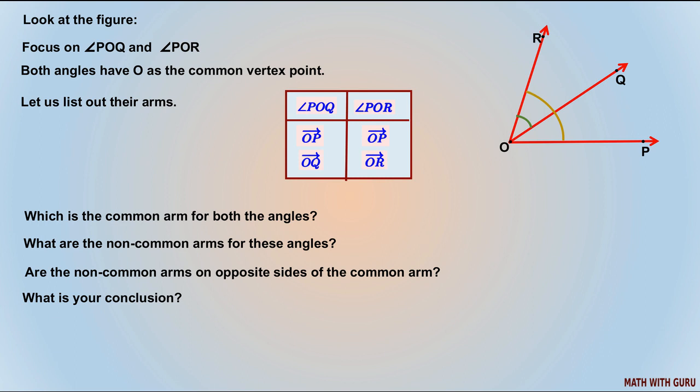Again, consider these two angles. I am highlighting them. Are they adjacent angles? What is the common arm here? Of course, it is OR. The non-common arms OQ and OP lie below OR on the same side. So, these two are not adjacent angles.